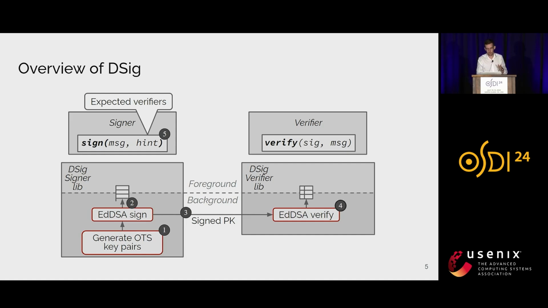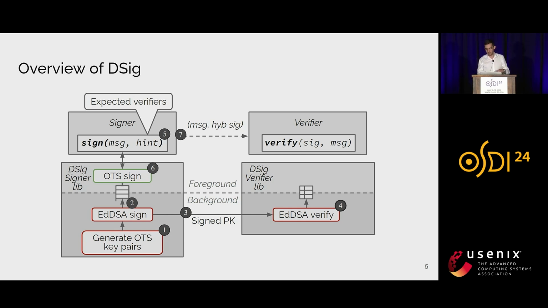All the foreground plane of DSig has to do is to fetch a public key that was pre-computed from the queue there and call the very cheap OTS sign function. Again, it's essentially like a microsecond to do so. Then the signer gets a hybrid signature that it can forward to the verifier.